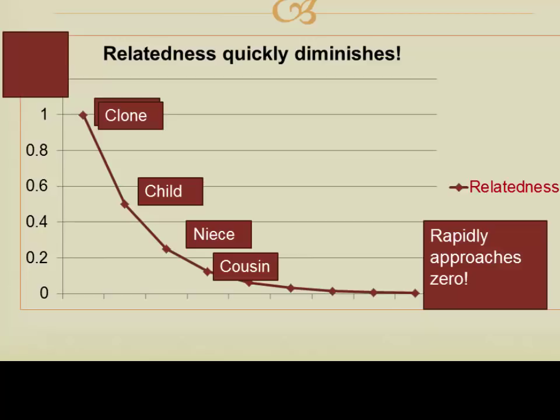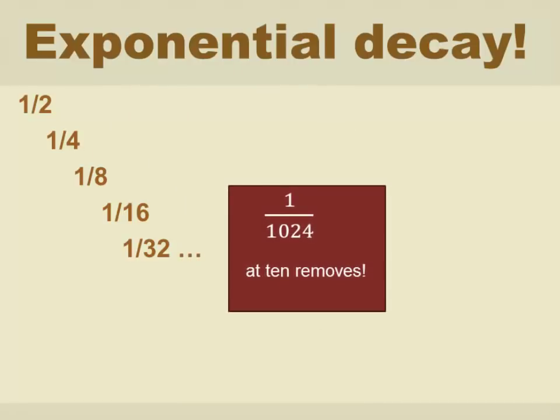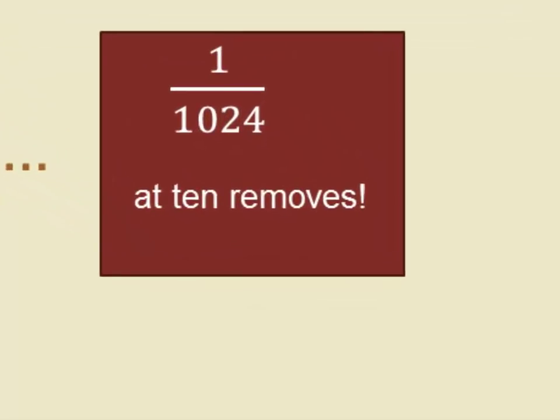And very quickly, we're close to zero. It's an asymptote, so exponential decay will never actually touch zero, but it gets so close to zero that it might as well be zero, and then we can start talking about non-kin sociality. So here we can see this maybe a little better than that PowerPoint chart, which isn't terribly accurate. We go from a half in our relatedness to a quarter, to an eighth, to a 16th, to a 32nd, to a 64th, to 1/128th, to 1/256th, to 1/512th. We've done this before, and if you go 10 removes out, you're at 1/1024th of relatedness. That's close enough to zero to be zero.